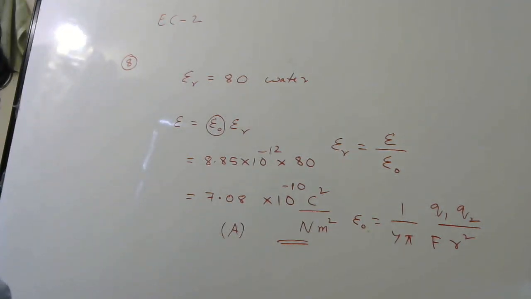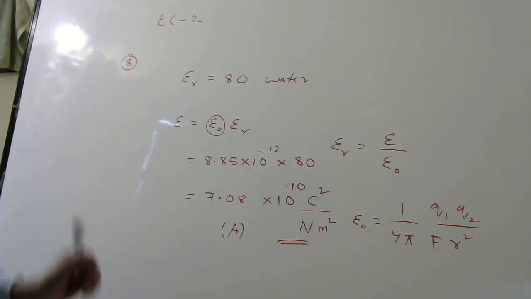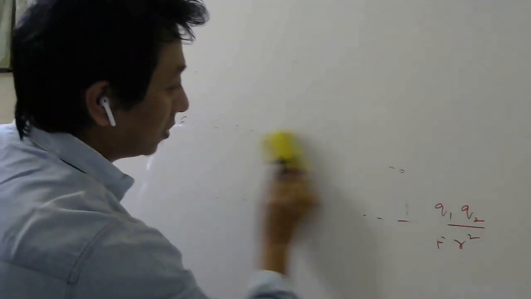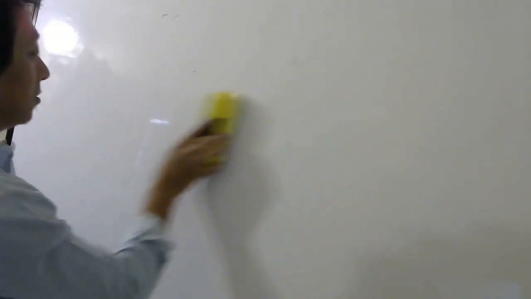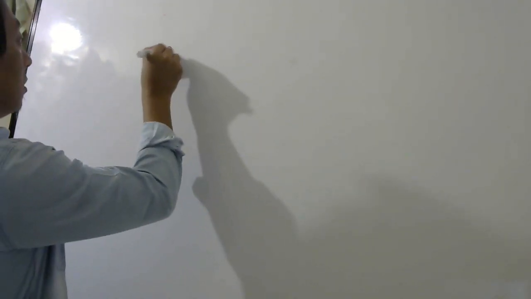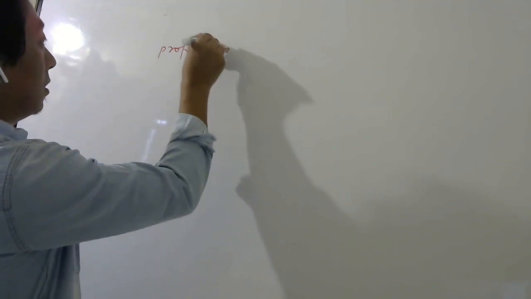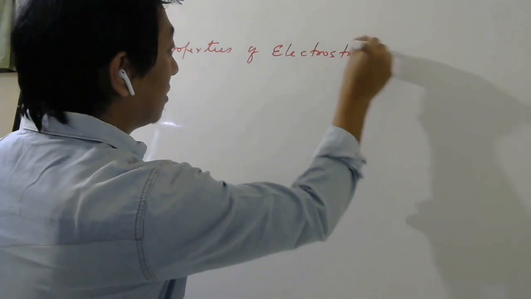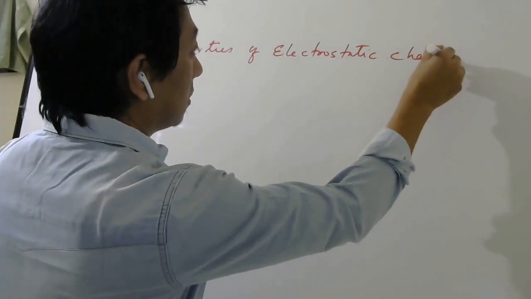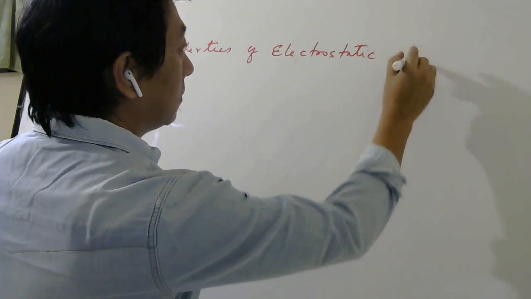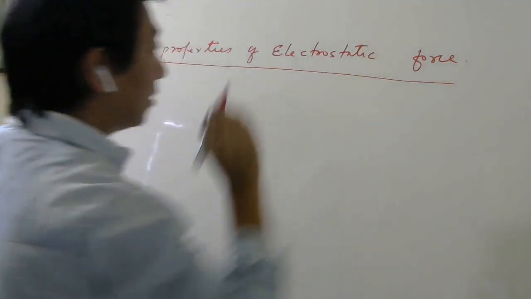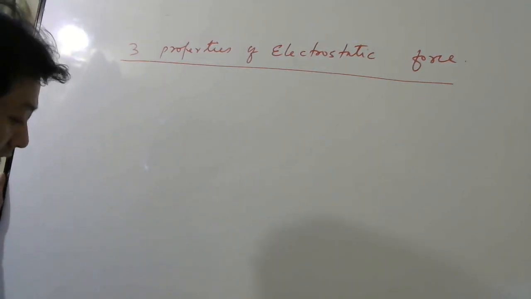Okay. Now let us see question number 9. Question number 9 can also be asked as a board question, in the sense they may ask you what are the properties of electrostatic force, the force between static charges. So three general properties we will be mentioning. So what are the three general properties?